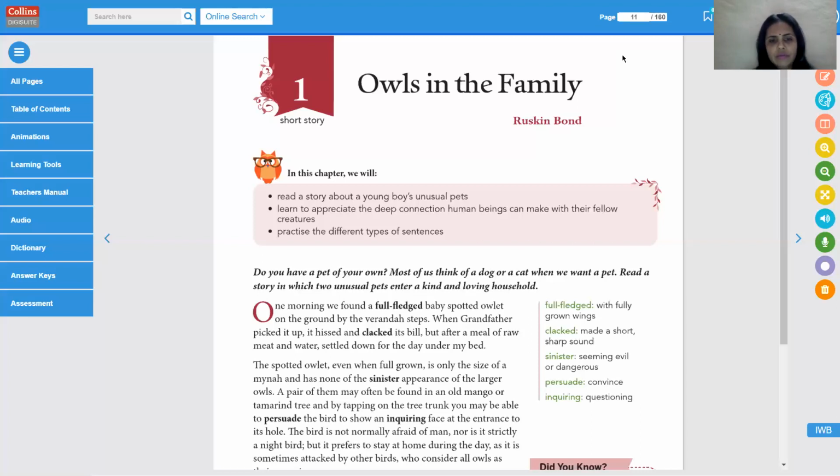Do you have a pet of your own? If this question is put to you, many may have pets at their homes, and many may not. Most of us think of a dog or a cat when we want a pet. At times they are birds like parrots, or any other bird which could be a pet. But usually only dogs or cats come to our mind when we think about pets. Read a story in which two unusual pets enter a kind and loving household.